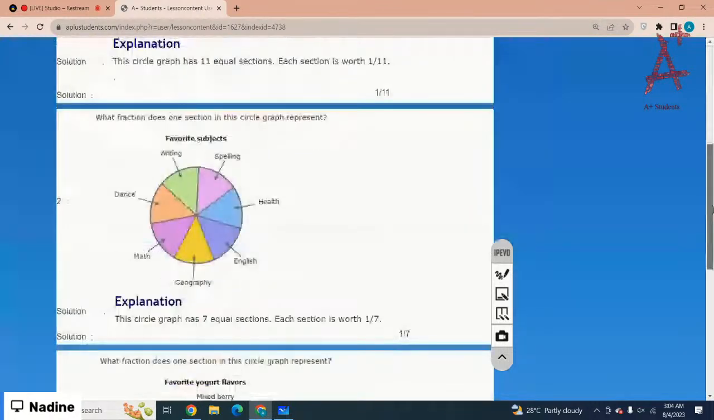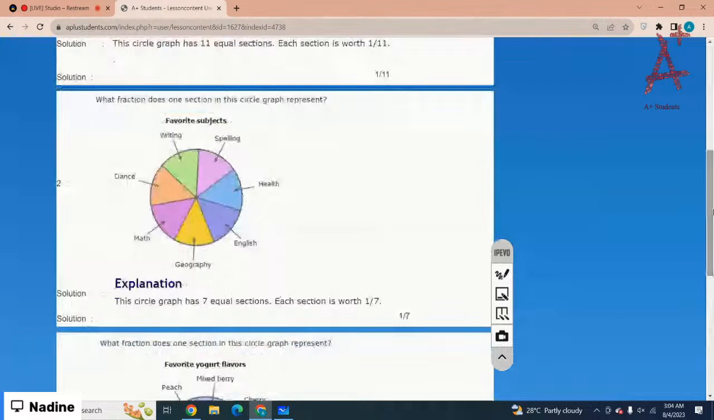Okay. What fraction does one section in the circle graph represent? Okay, so the graph has 7 portions, 7 sections, right? So each section is worth 1 out of 7 because they all are equal sections. So one section is worth 1 out of 7, right?